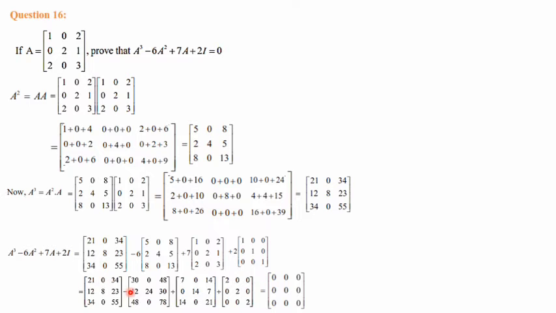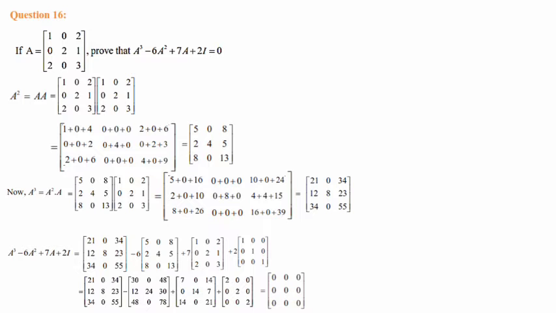Next is 0 minus 0 plus 0 plus 0. This is 0. The next is 34 minus 48 plus 14 plus 0. We'll be getting 0. Next is 12 minus 12 is 0 plus 0 plus 0. Entire term is 0. Next is 8 minus 24 plus 14 plus 2, that is equal to 0.